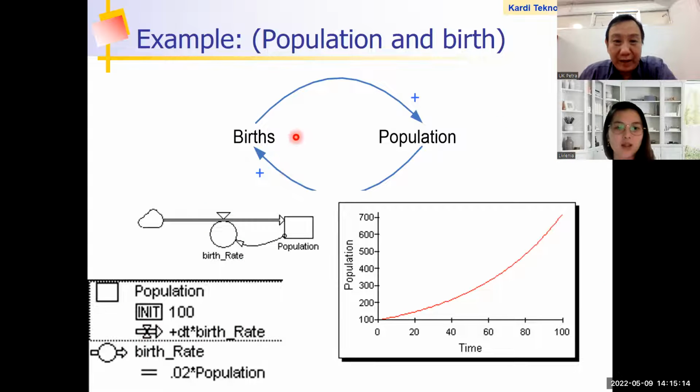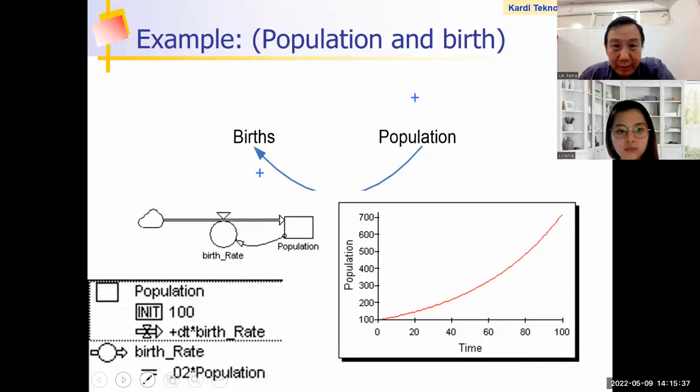Okay, again here, birth and population. Again, this is CLD, the causal loop diagram. Last meeting we discussed this, right? And then when you put this into SFD, you will get it like this. And then when you put it into equation, you will get this kind of diagram.